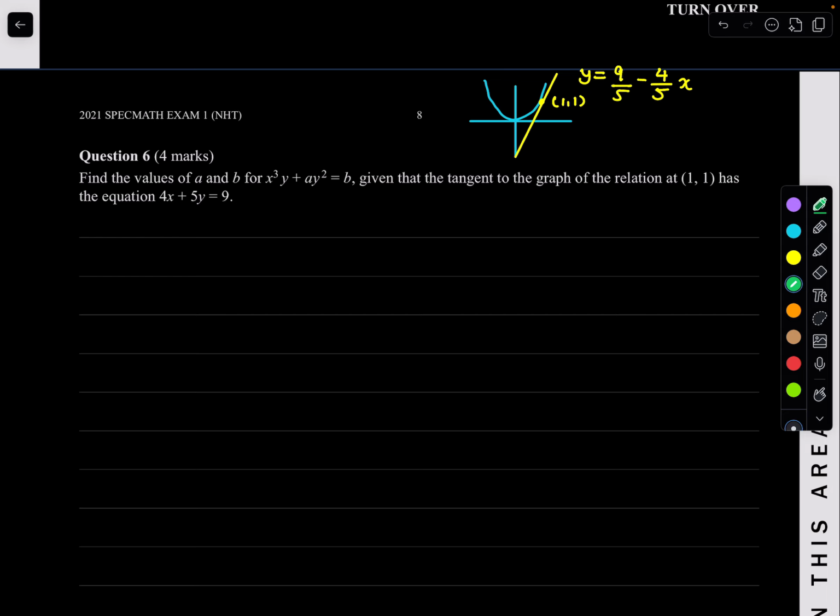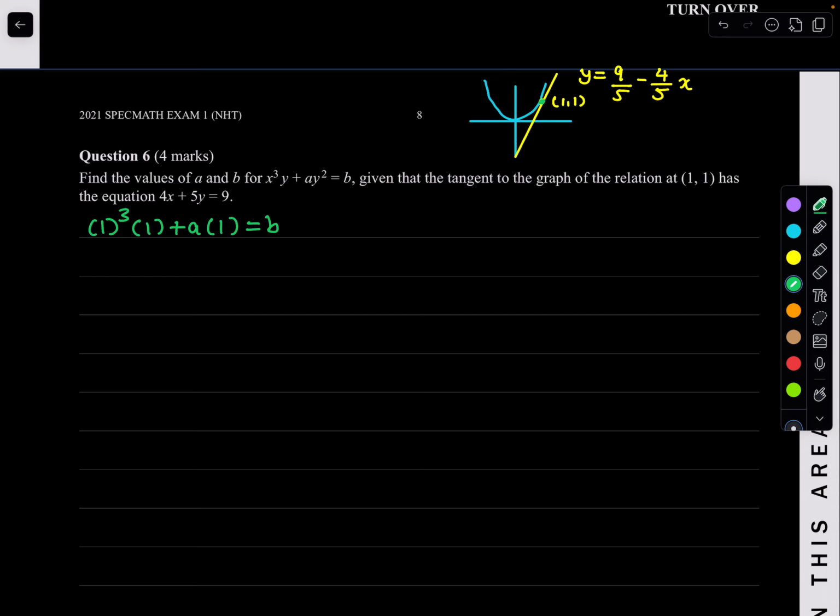b. The easiest first one that we can find is that the coordinate (1, 1) is on this formula, this relation here. So we can sub that in already. Remember, this is just made up, so we can break it apart. So we sub in (1, 1) here: 1 to the power 3, and the y coordinate is also 1, plus a times 1 squared, which is just 1, equals b.